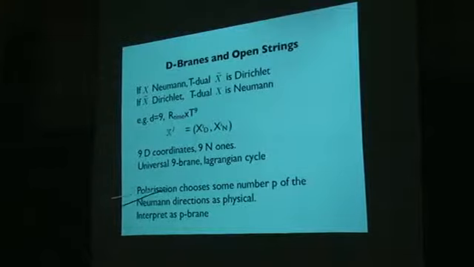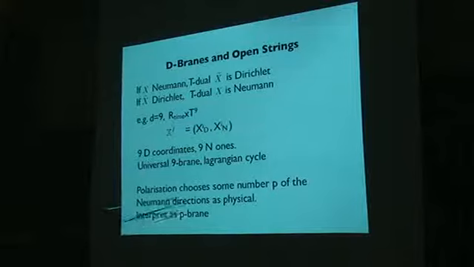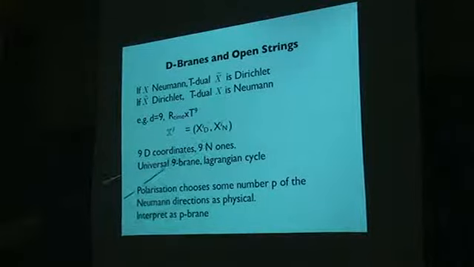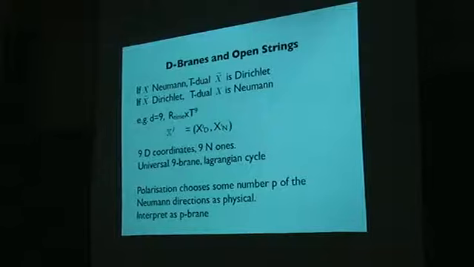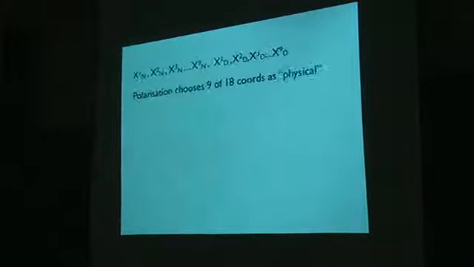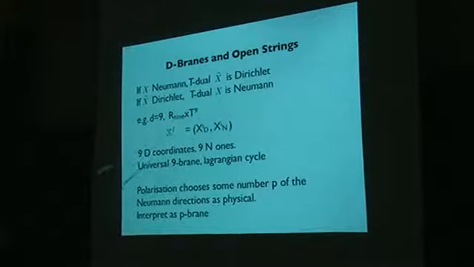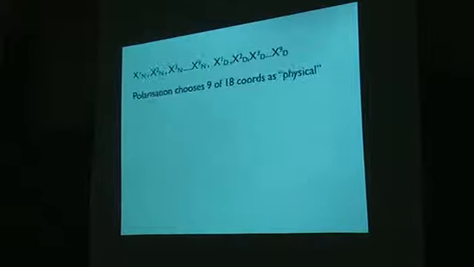And a polarization chooses some number p of these directions, of the Neumann directions, as physical. And so we'd interpret this as giving a p-brane, and changing the polarization would change which subset of these directions we were taking as being physical, giving the physical coordinates. So in this way, we'd understand how T-duality, in this double picture, changes a p-brane to a p+1 brane or a p-1 brane.